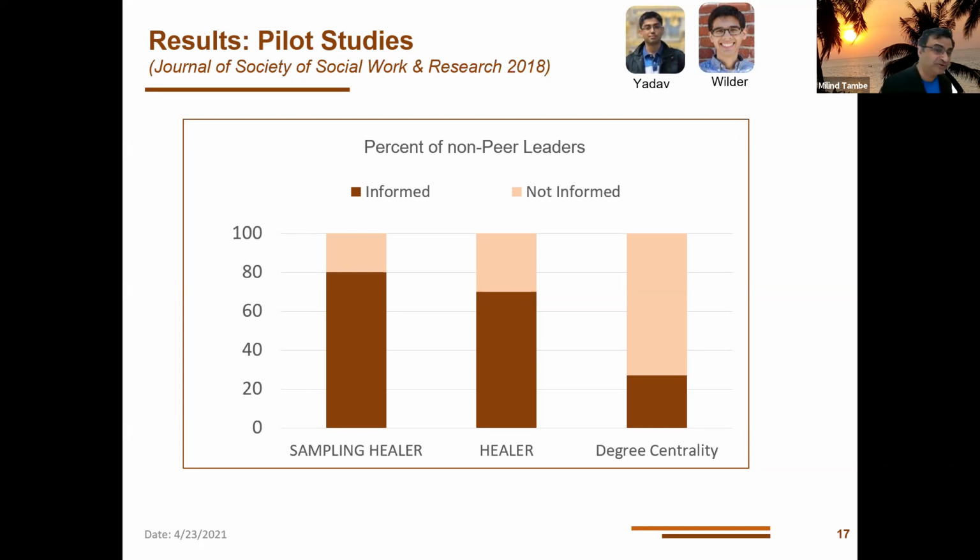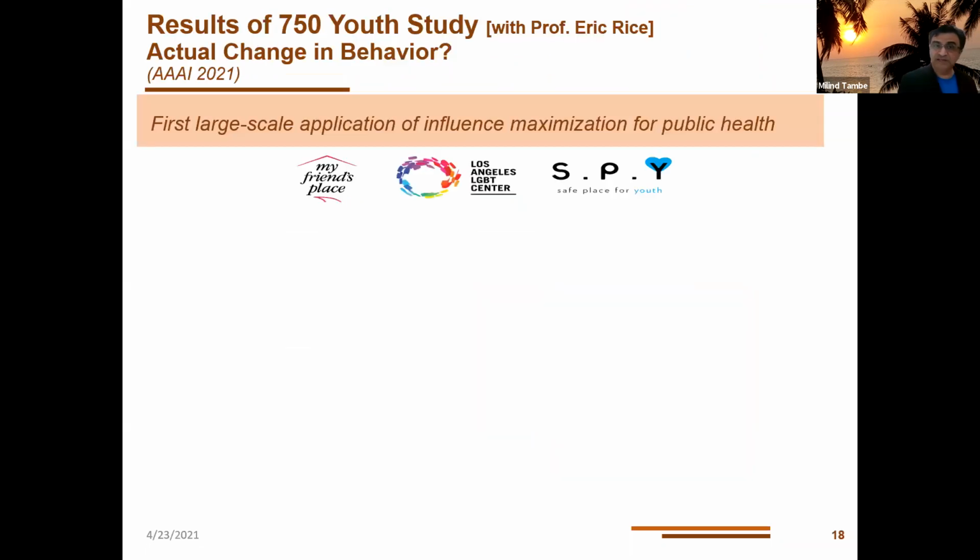So now it was time to do a larger scale test. So we did so by recruiting 750 youth. This is joint work with Professor Eric Rice in social work. And here we are looking at actual change in behavior, not just whether youth were informed or not, but whether they actually changed behavior. And as far as we know, this is the first large-scale application of influence maximization for public health, done in collaboration with 3 nonprofits: My Friend's Place, Los Angeles LGBT Center, and Safe Place for Youth.